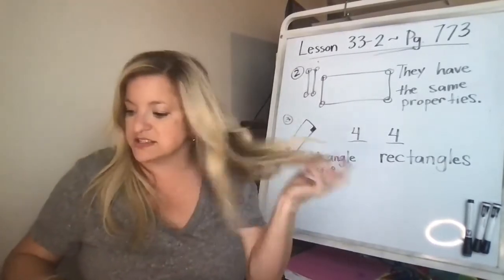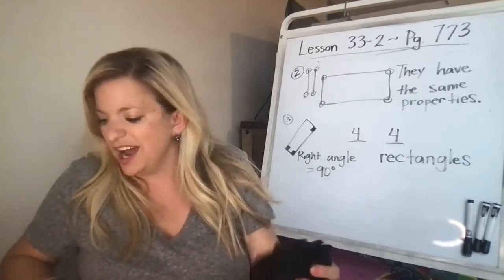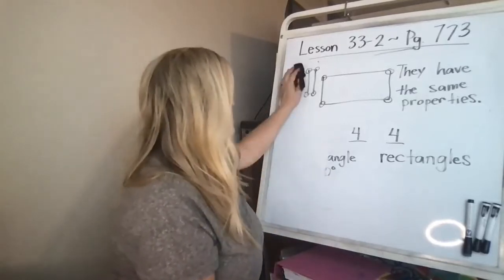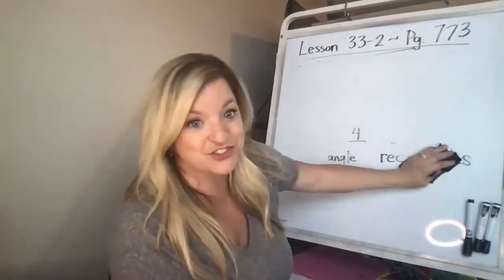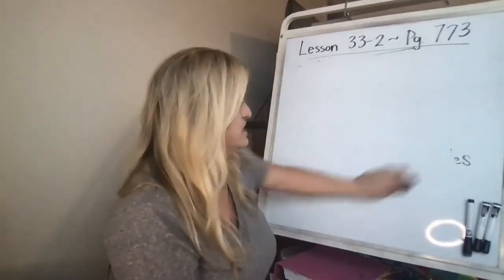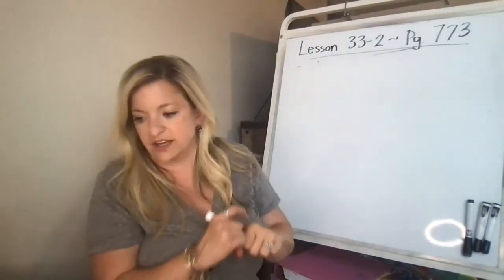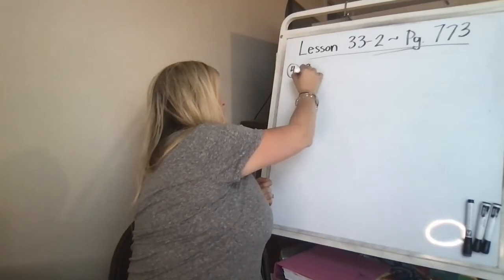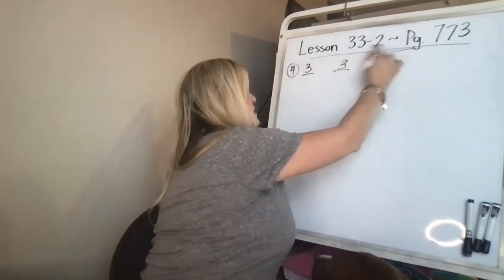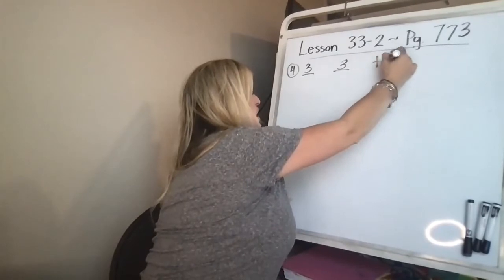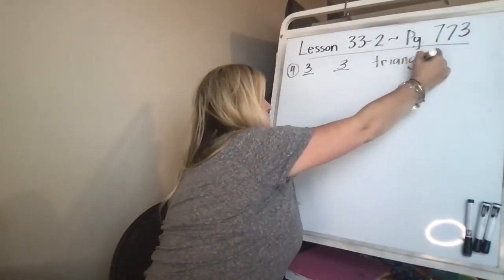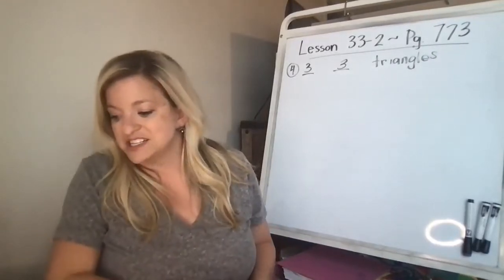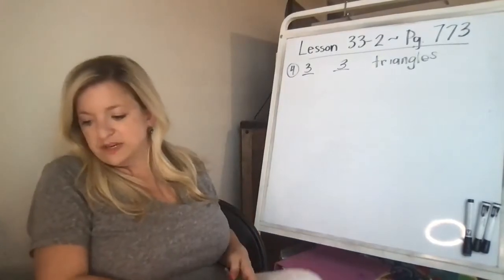Number 4, June says these shapes are the same in some way. How are they the same? So you're doing the same thing on number 4, but you're doing it with triangles. Triangles have 3 sides. So we're going to say they have 3 sides and 3 angles, and these are called triangles.